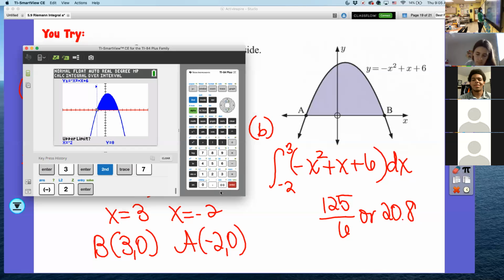Then it'll say upper limit. So you type in your upper bound. So that's 3, enter. And then it does the area for you. It even shades it so it looks exactly like your picture. The same answer, just another way to get it.